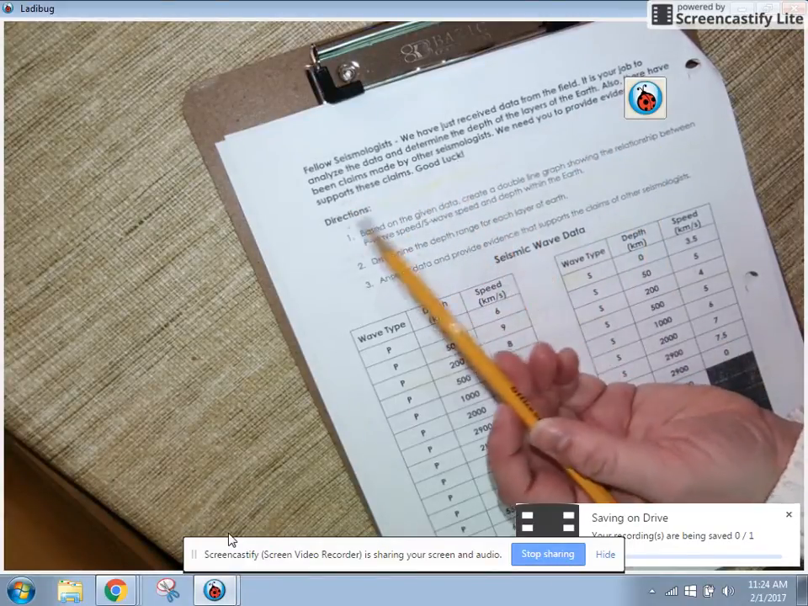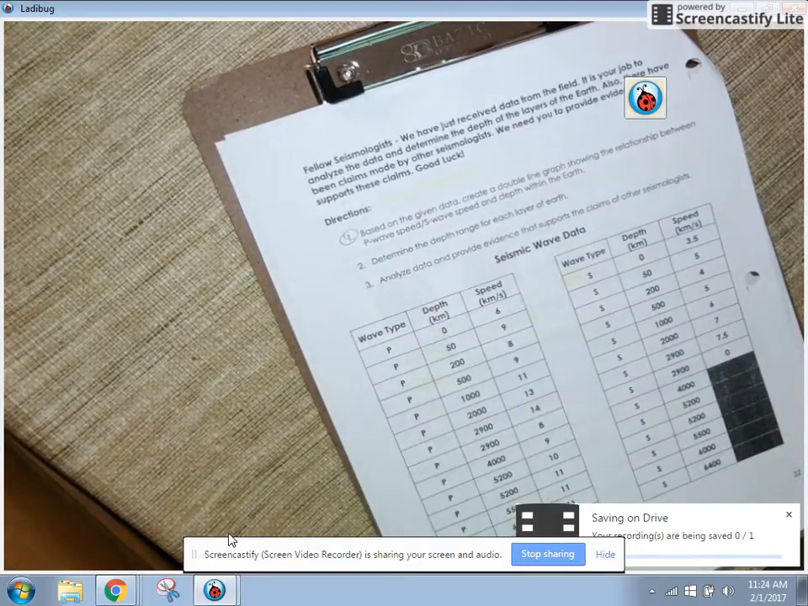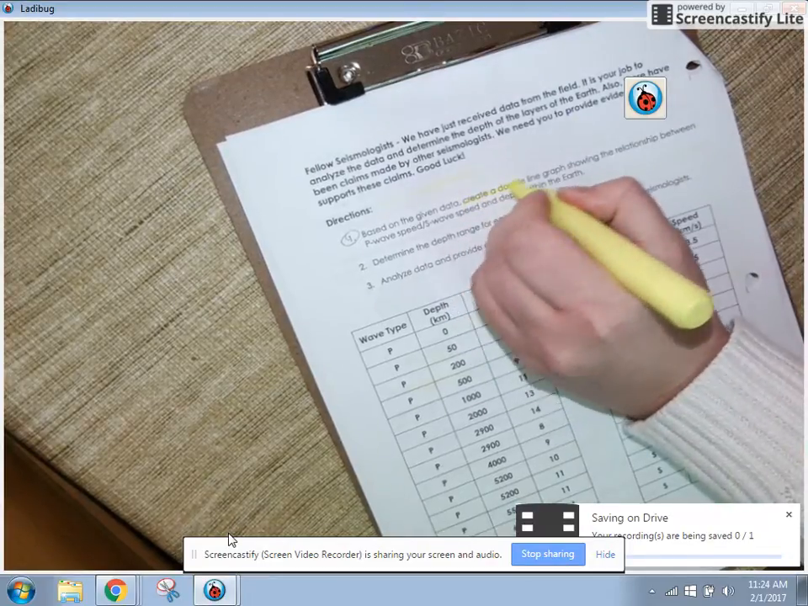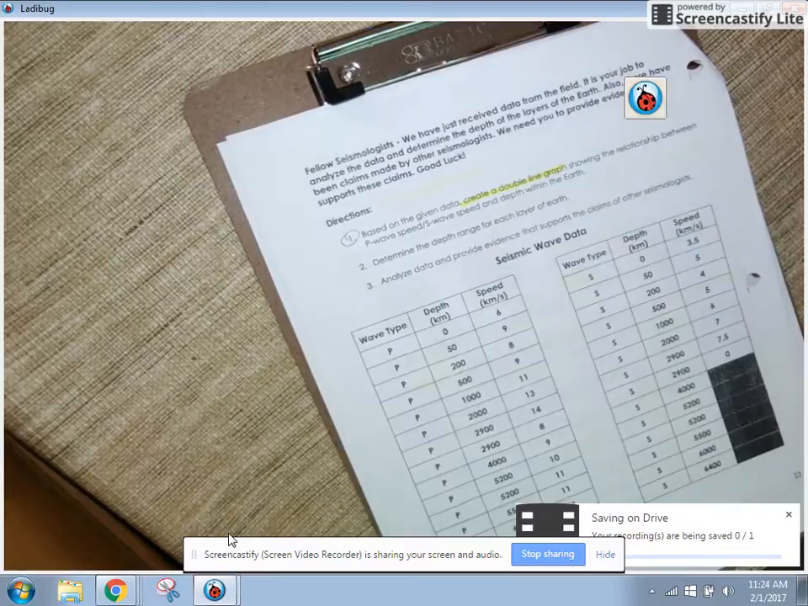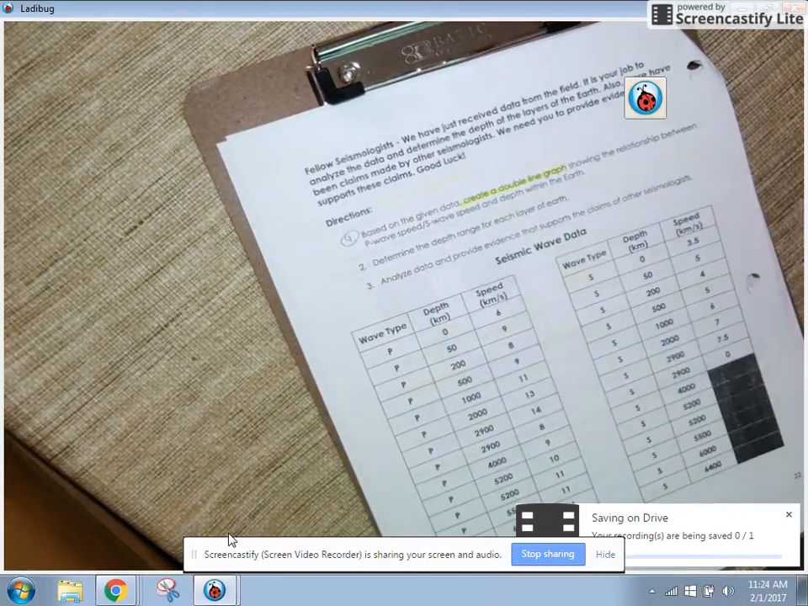Good luck. Okay, so there's 3 things that we need to do. For this part, we're going to just be doing one. It says, based on the given data, create a double line graph showing the relationships between P wave speed and S wave speed and depth within the earth.